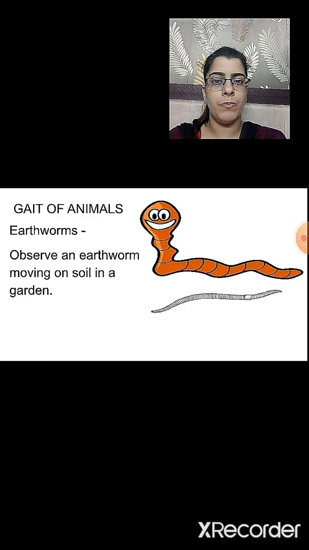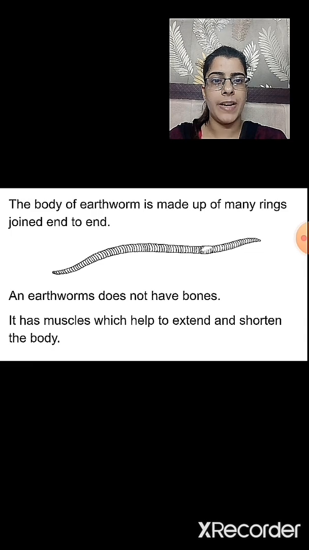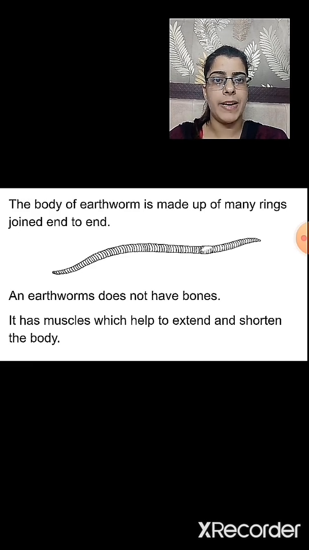Observe an earthworm moving on soil in a garden. Have you ever observed an earthworm? The body of the earthworm is made up of many rings joined end to end. So, how is the body of the earthworm? It is made up of many rings that are joined from one end to the other. An earthworm does not have bones.